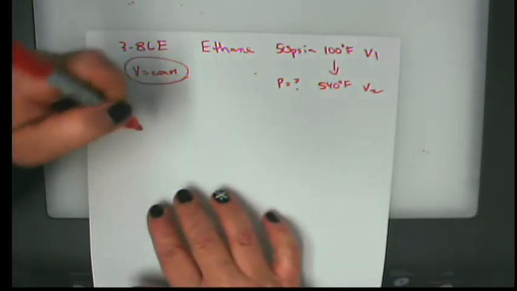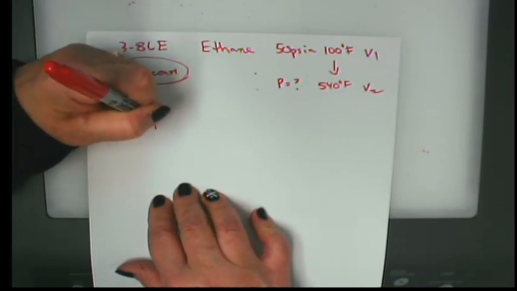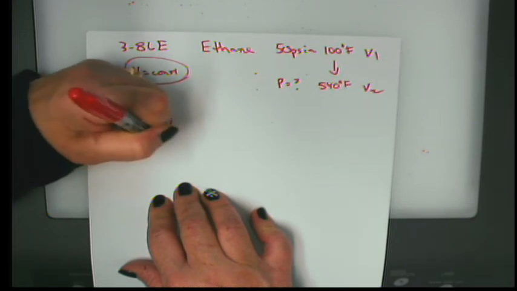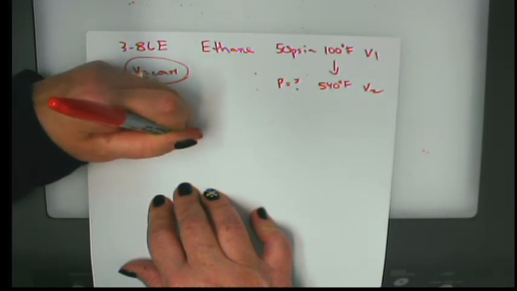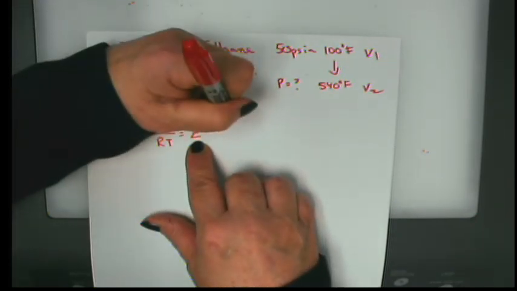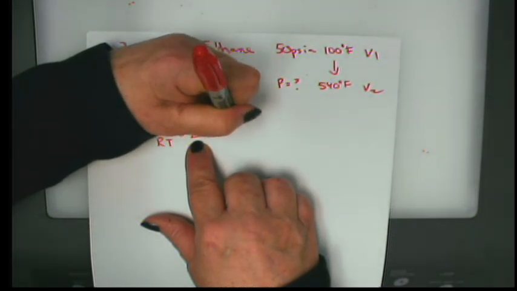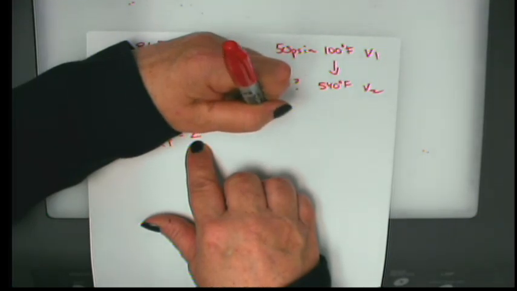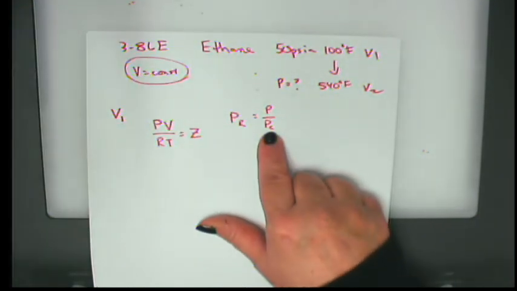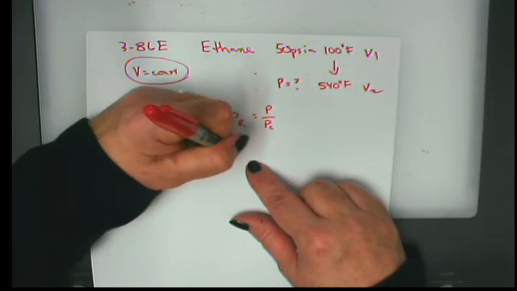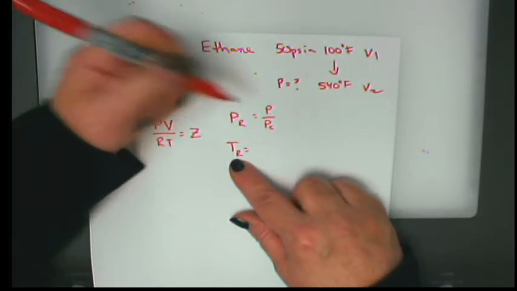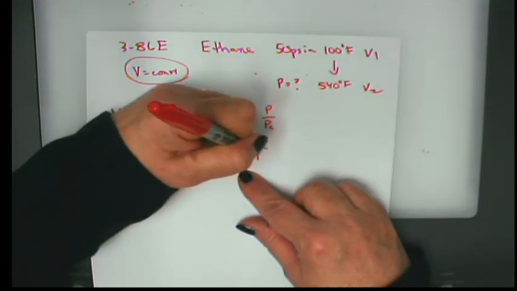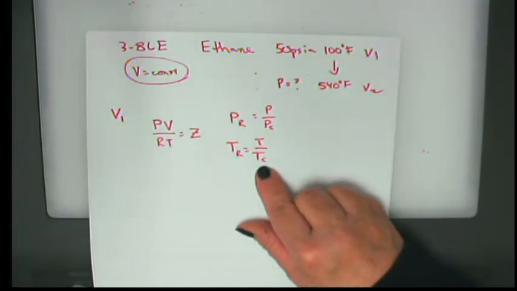Okay? So we know that P times V over R times T is equal to Z, and we need to find the Z factor. To find the Z factor, we need to find our reduced pressure, which is the pressure of state 1 divided by the critical pressure of ethane. And similarly, the reduced temperature is the temperature that our ethane exists at divided by the critical temperature of ethane.